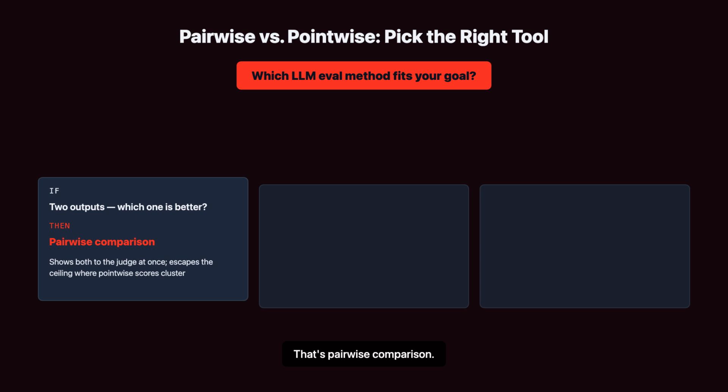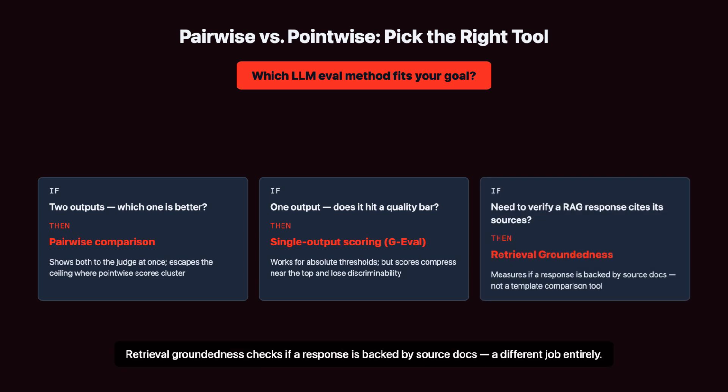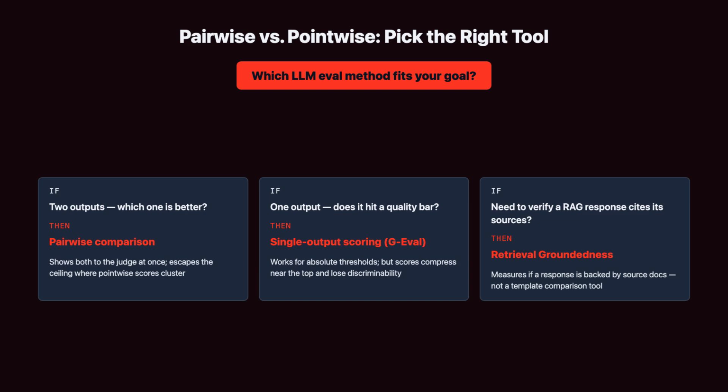That's pairwise comparison. It shows both responses to a judge model at the same time and asks it to choose. This breaks through score compression. When scores cluster at 2.7 and 2.8 on a 0 to 3 scale, they look identical. The side-by-side test cuts through that. Retrieval groundedness checks if a response is backed by source docs, a different job entirely. The question rewards knowing that head-to-head beats independent scoring when two templates are already strong.